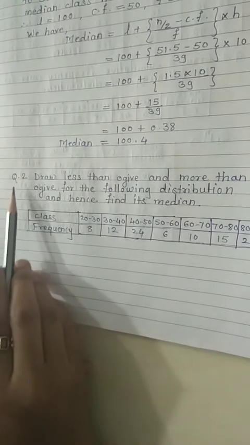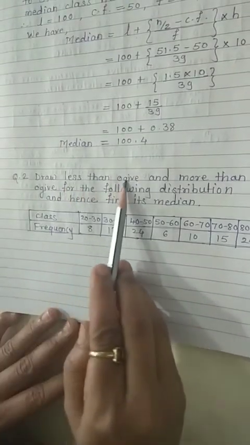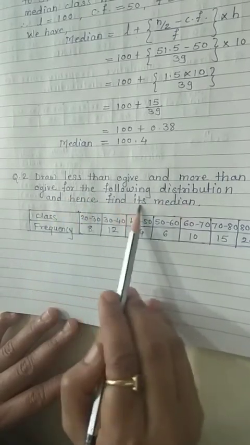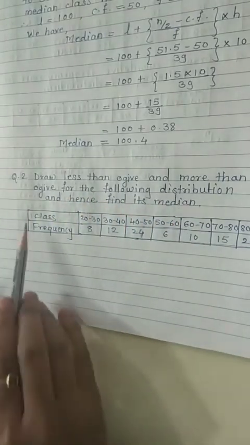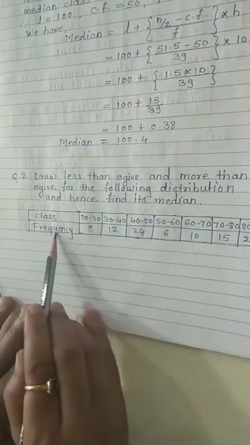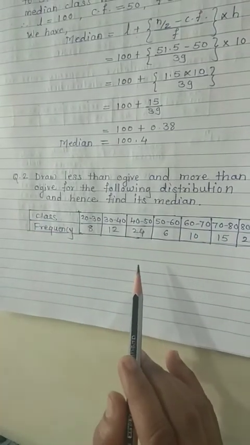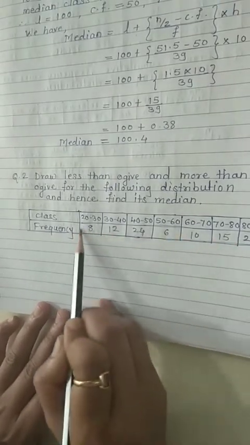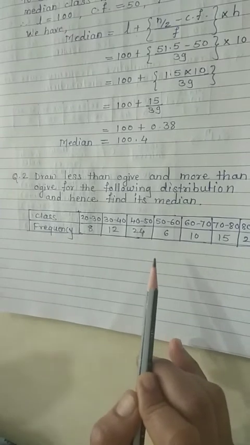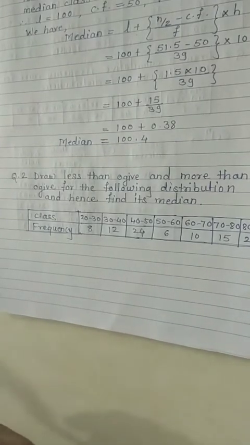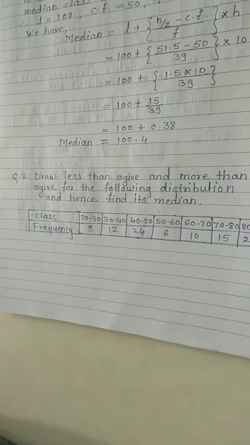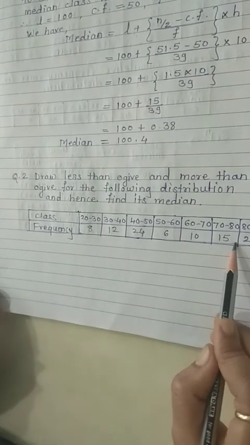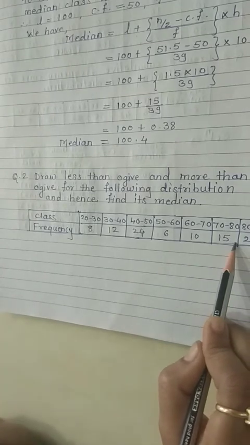Now let us see question number 2. Draw less than ogive and more than ogive for the following distribution and hence find its median. So the observations are given here, class intervals and the frequencies. Now you can observe here the frequencies, these numbers are randomly given. So these are not any type of cumulative frequencies, neither more than type cumulative frequencies nor less than type cumulative frequencies.